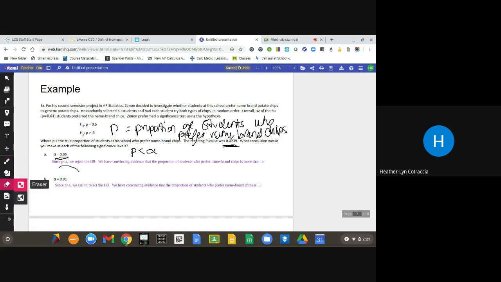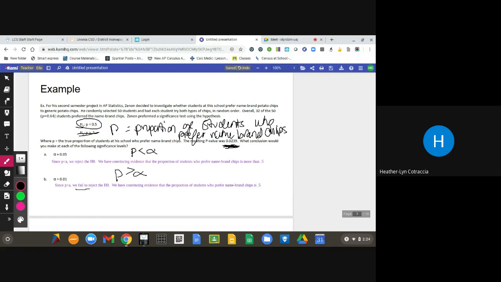Now, what happens if I use a different alpha level? People are going to choose alpha levels depending on a few different things, which I'm going to talk about in a moment. But in this one, P, which was 0.0239, is actually greater than alpha. So P is not small, so we fail to reject the null. When you fail to reject, it means that you're accepting it. That is what you're saying is true, in which case you have convincing evidence that the proportion of students who prefer the name brand chips is 0.5, which means that they would not have a preference one way or the other because the proportion is 50-50.